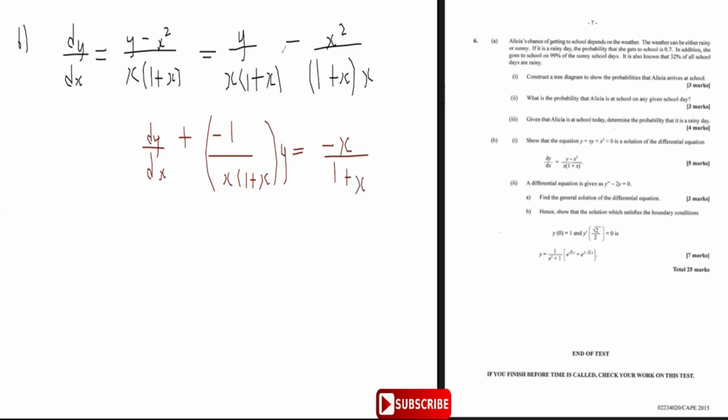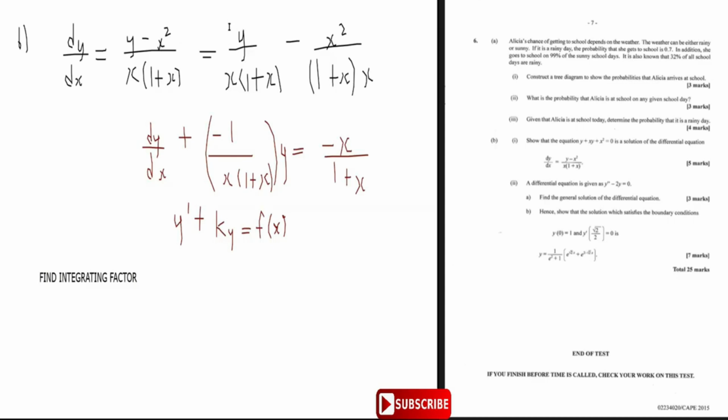What does this resemble now? This resembles this: dy by dx, which is y prime, plus ky equal to a function of x. And so this is a first order differential equation. All right. So all we need to do is to find the integrating factor.